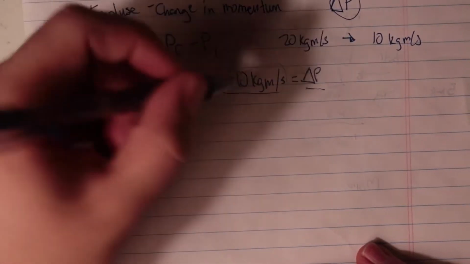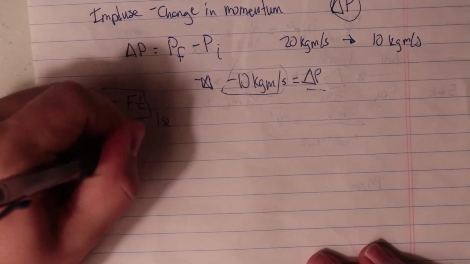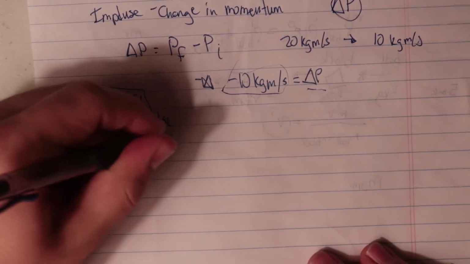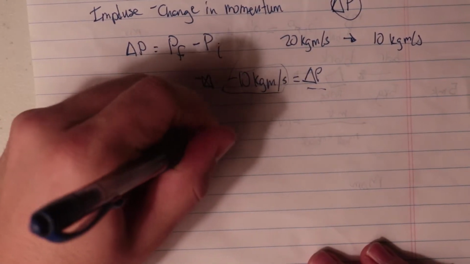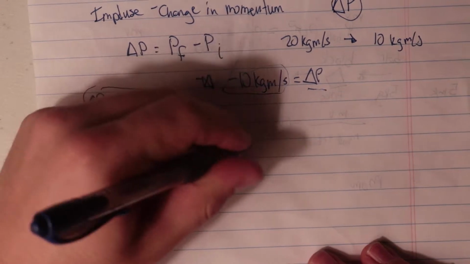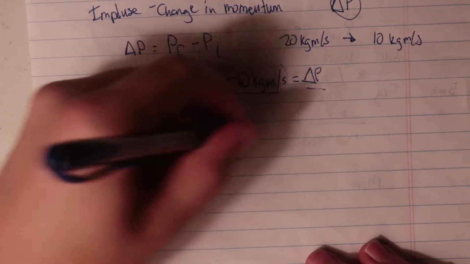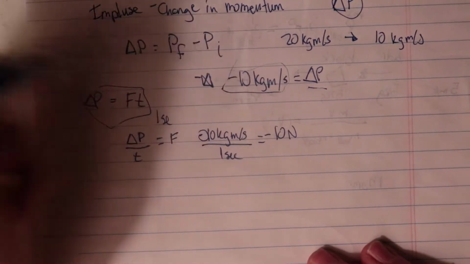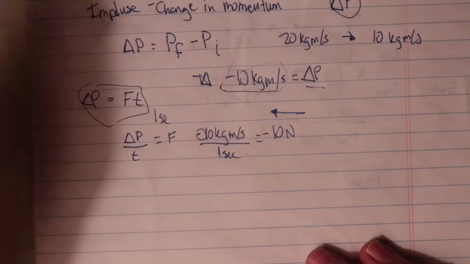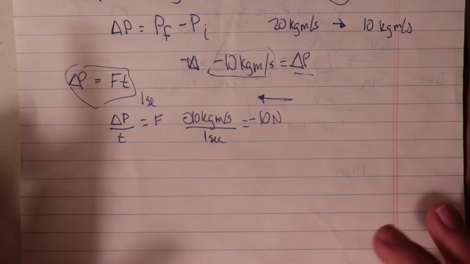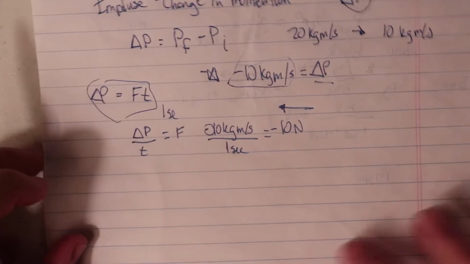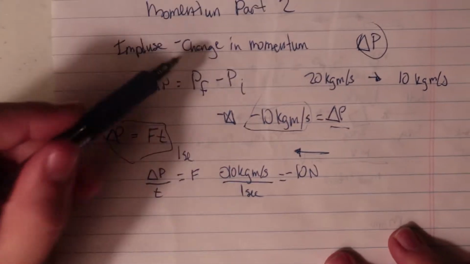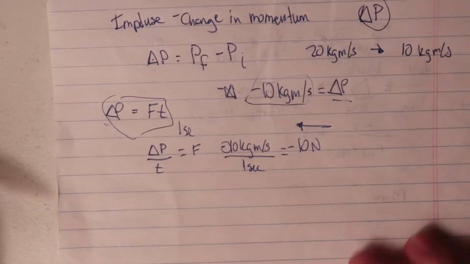So I'm just going to take delta P divided by my time, and that's going to give me my force. So I have negative 10 kilogram meters per second divided by 1 second, and that's going to give me negative 10 newtons. And that just means that it's acting in the negative direction. So that's kind of how we can work with these. We're going to use these two equations to get answers for that.